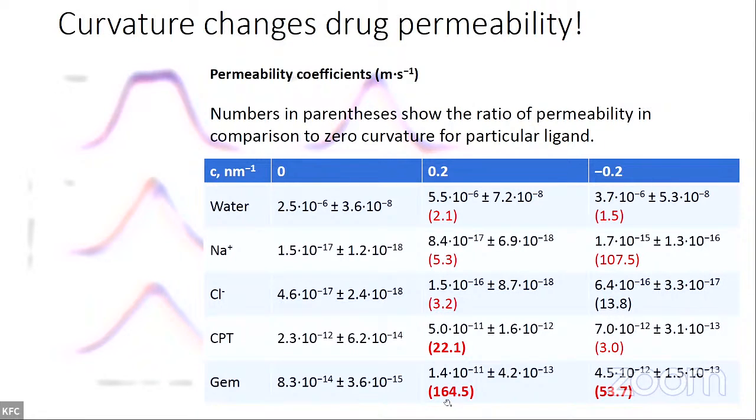So it's really huge. So what we have here, this is zero curvature, positive, negative curvature, and permeabilities for different ions, water, and drugs. And in the parentheses, you see the ratio between the curved and the flat, so kind of excess permeability. And here for gemcitabine, it's more than 150 times. For cisplatin, it's a little bit less, but in all cases, it's significant. So basically, the curvature matters, and it matters a lot.